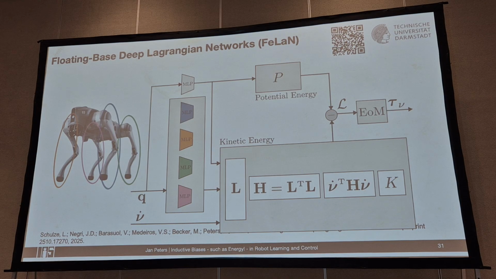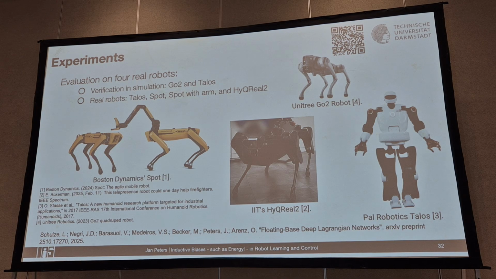And Lucas verified this in simulation on the GoToLink Talos, and he verified it already on several real robots, including a Talos, a Spot with an arm, and an IQ Real 2. For all of these, he had torque sensing, so he can actually do proper evaluations, and we still hope that he's also going to show it on our G1 and H1 in the foreseeable future.